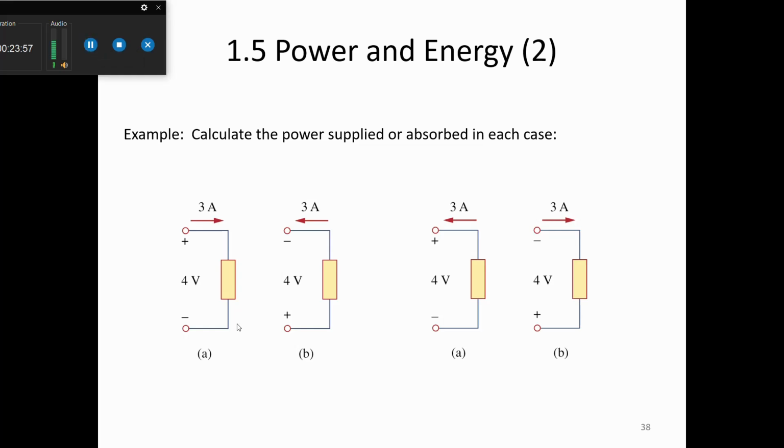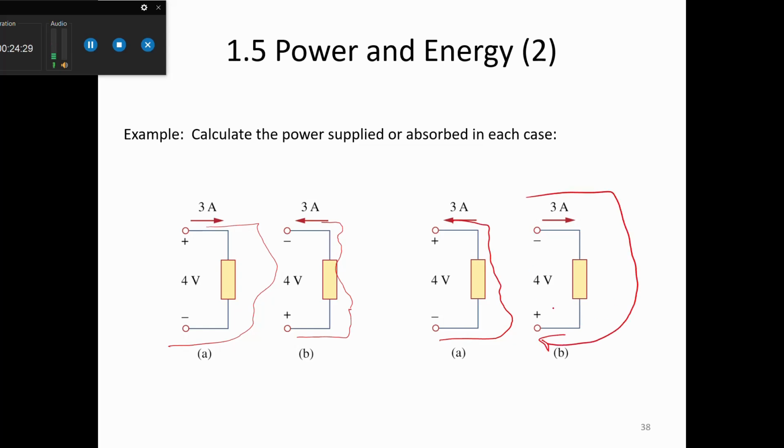So if the current direction is going from positive to negative, you can see that this is power absorbed, and the same is the case here. The current is going from positive to negative, so this is power absorbed. And if it's going from negative to positive, then this is power supplied. So you need to follow the direction of the current to find whether it's power supplied or power absorbed.